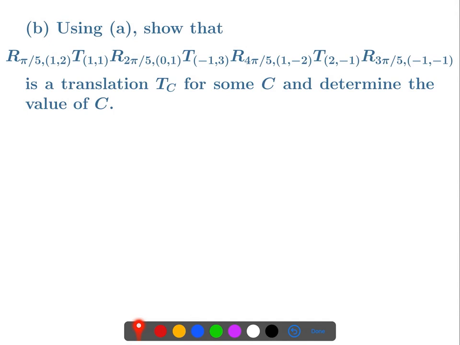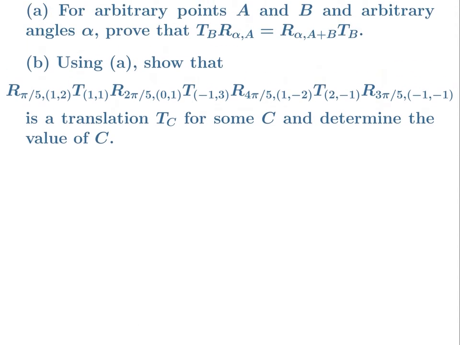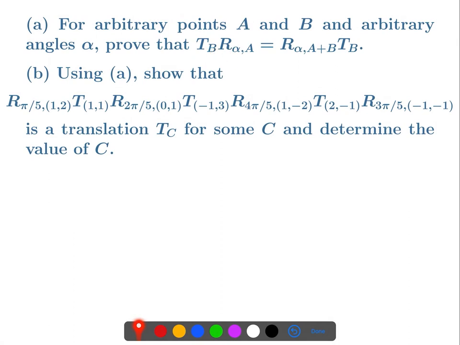So what I'm going to do is to go ahead and use A. Well, let me remind you what A is first. It was a way of turning these around. So I want to group these two together and use A and turn these around. So I want to put the translation first and then a rotation, but I have to add the 2 points together.